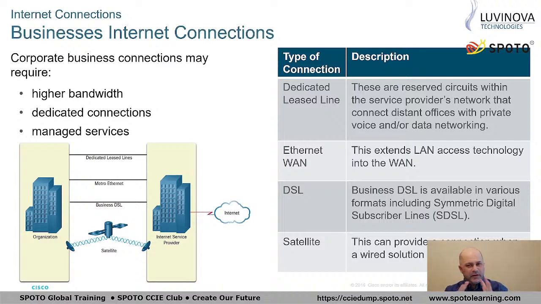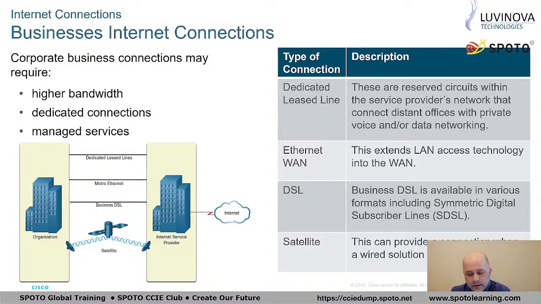Dedicated leased line, very expensive. Why? Because it's dedicated exactly for that company. Basically they build a point-to-point connection, and they put a dedicated cable between them. It could be fiber optic or any other transmission cable. This cable is dedicated for this company, and the speed is guaranteed. That's why this line is very, very expensive.